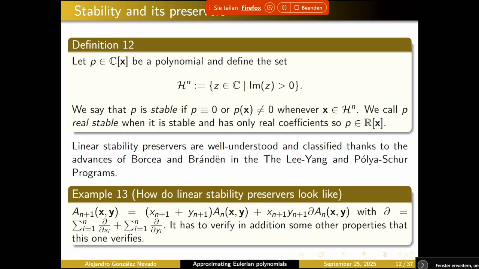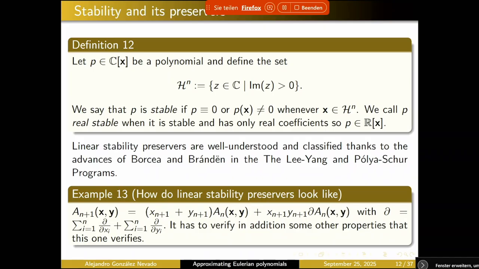So a stable polynomial is a polynomial, now we allow our coefficients to be in the complex numbers, that verifies the following: for the set where the imaginary part is bigger than 0, P of x is different from 0 whenever x is there. This is a stable polynomial. It's an easy definition. It's not very complicated, right?